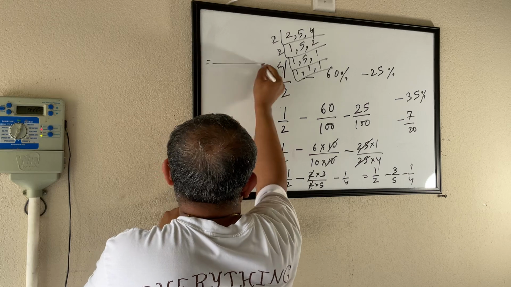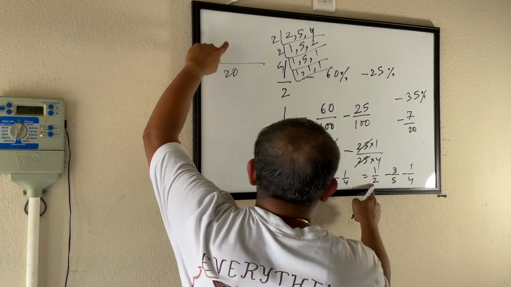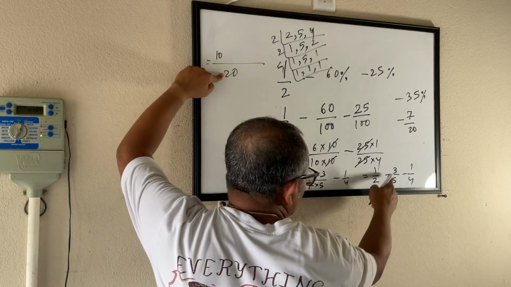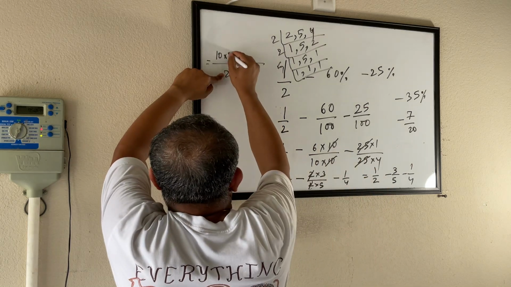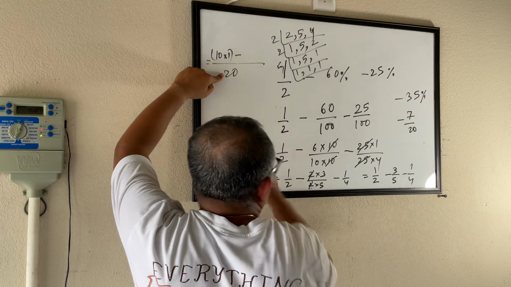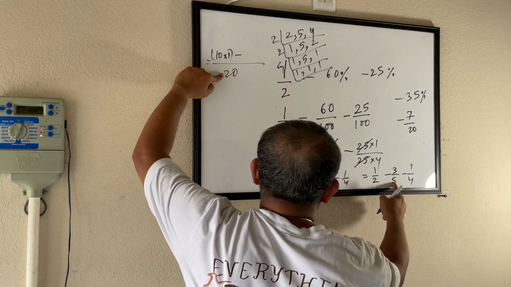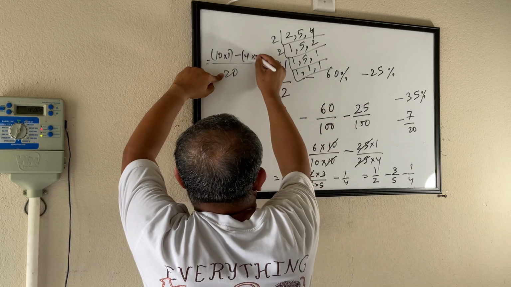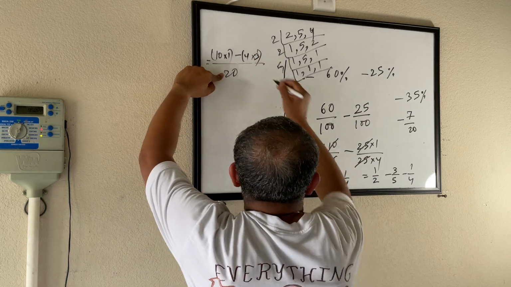So I will put a 20 here. Pick the first number. How many times of 2 gives me 20? 10. And multiply that with the numerator, which is 1. So 10 into 1 in the bracket. Minus sign. How many times of 5 gives me 20? 4. Multiply that with the numerator, 3. Close the bracket. Go to the third one.